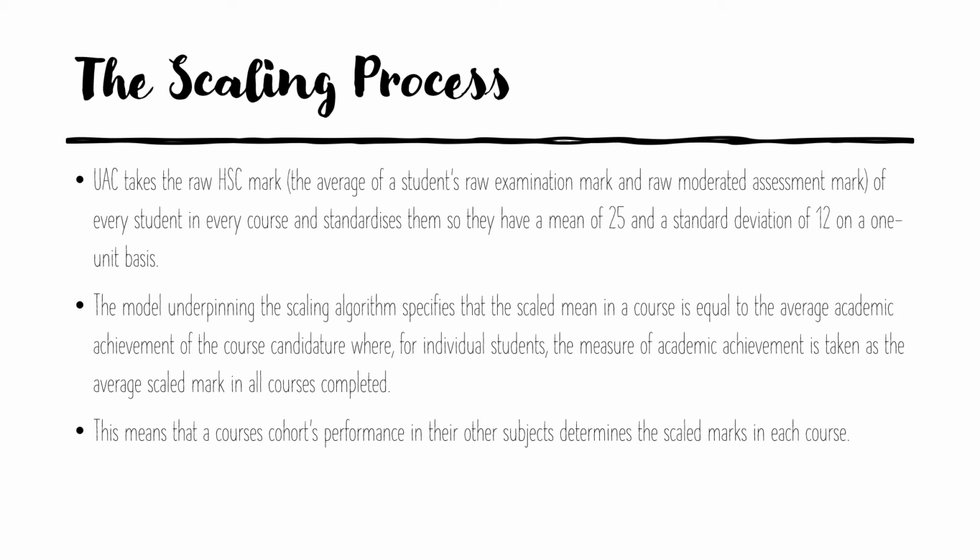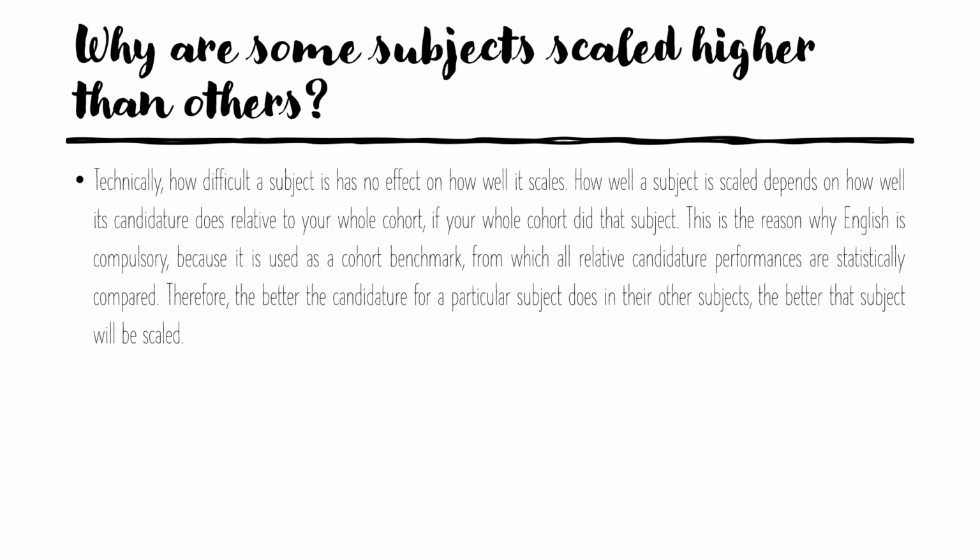The model underpinning the scaling algorithm specifies that the scaled mean in a course is equal to the average academic achievement of the course candidature, where for individual students, the measure of academic achievement is taken as the average scaled mark in all courses completed. I'm struggling to say that because it's a bit of a mouthful and doesn't make much sense, so I've tried to explain it in an easier way. Basically, what that means is that a course's cohort performance in their other subjects determines the scaled marks in each course. And if you're still confused, I'm going to explain that a little bit more on the next slide.